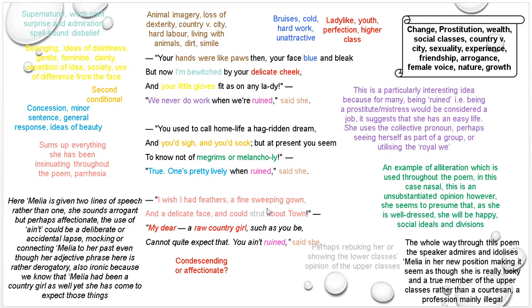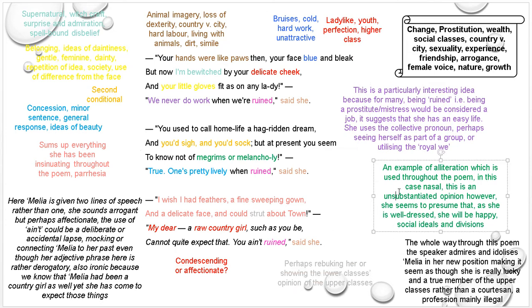So "feathers, fine sweeping gown", again the alliteration. What we've got in this sixth stanza is, instead of what you used to be, what you are now, Amelia's reply, we have two lines for the raw country girl, as she's named in Amelia's speech. "I wish I had feathers, a fine sweeping gown, and a delicate face and could strut about town."